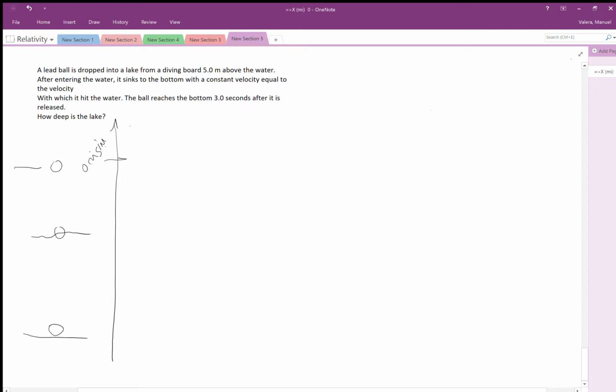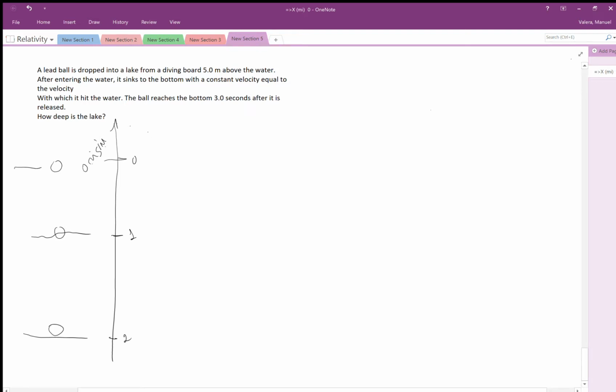And so I have 3 important points, 3 important times. I have the time when I drop the ball, so I'm going to label those 0. I have the time when the ball enters the water, and I'm going to label anything that has to do with that time 1. And I have the time when it reaches the bottom, and I'm going to label anything that has to do with that 2.